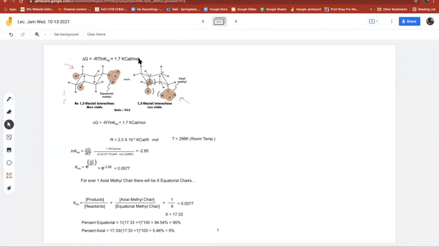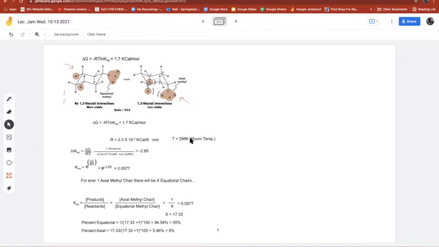1.7 kcals per mole. So if we use the formula delta G equals negative RT ln K equilibrium, if you remember that one from back in the day, we can set that equal to 1.74. And then we put in an R value, the gas constant that has the right units. So we can use the 2 times 10 to the negative 3 kcals per Kelvin mole, because it matches up with kcals per mole here. And then the temperature is in Kelvin. So we're going to go room temperature, 298.